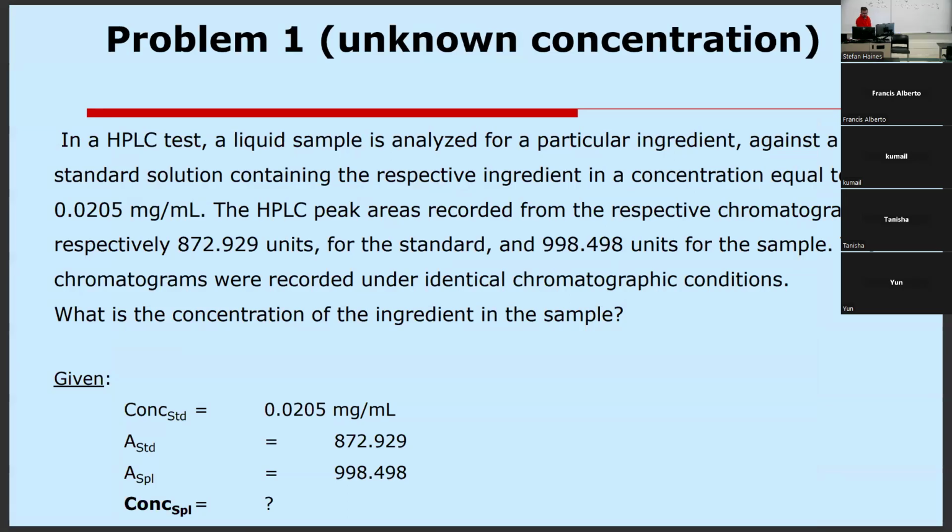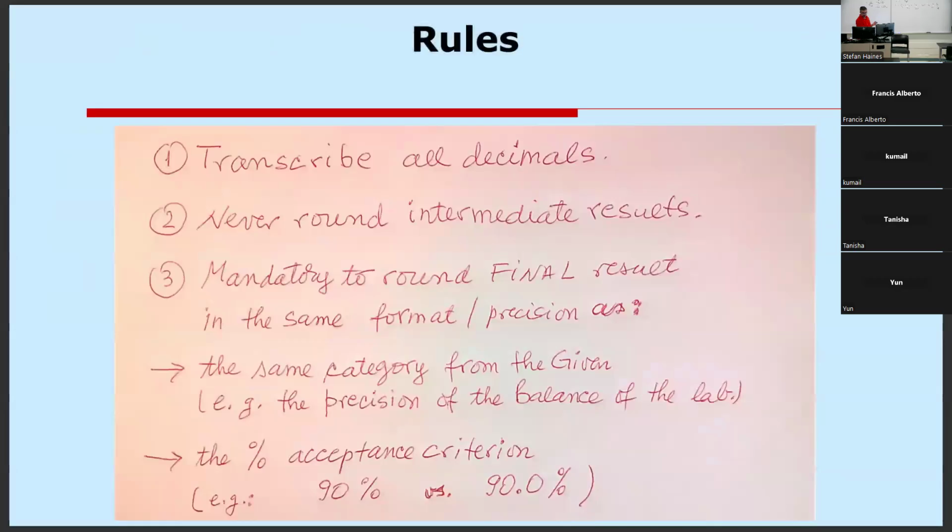So for this one, I think we have to say 4 decimal places. So whatever precision we're given for the concentration of the standard, we have to report the sample at the same concentration level. This is kind of just like a sig fig problem at this point. But these come in later. Formulas.